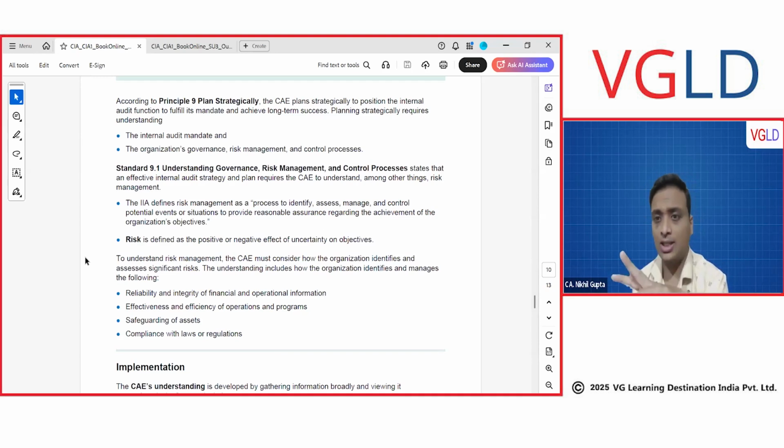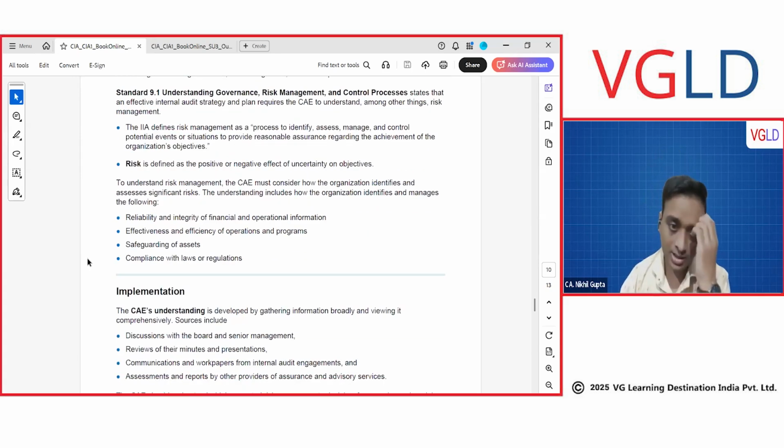So risk is defined as both the positive and negative effect of uncertainty on objectives. To understand risk management, the chief audit executive must consider how the organization identifies and assesses significant risk. The understanding includes how the organization identifies and manages the following: reliability and integrity of financial and operational information, effectiveness and efficiency of operations and programs, safeguarding of assets, and compliance with laws and regulations.